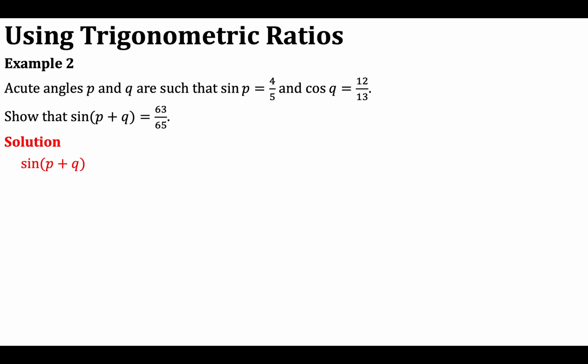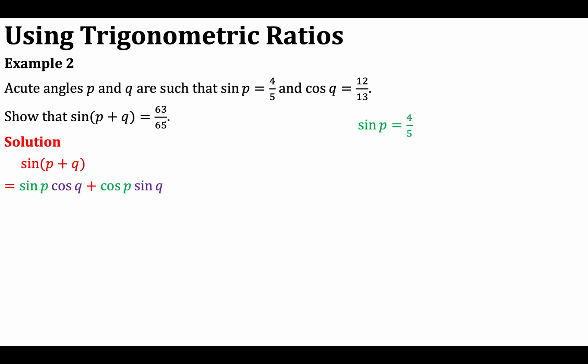So firstly, sine of P plus Q, well, we need to expand that. So that's the same as sine P cos Q plus cos P sine Q. Now, at the moment, I know what sine P is, that's 4/5. And I know what cos Q is, that's 12/13. But cos P and sine Q, I don't know what those are yet. So I can't actually use that at the moment.